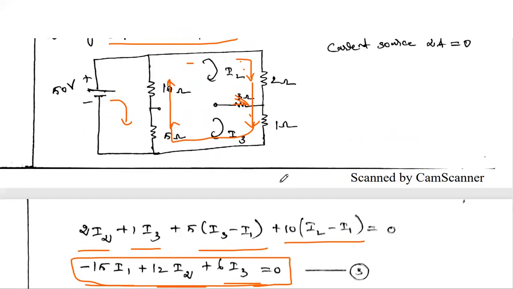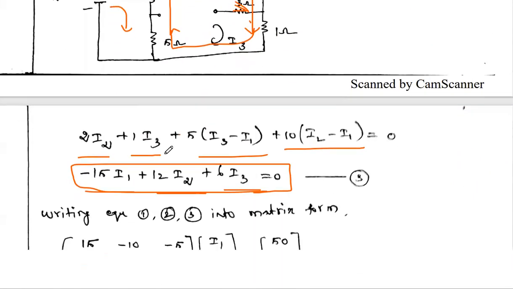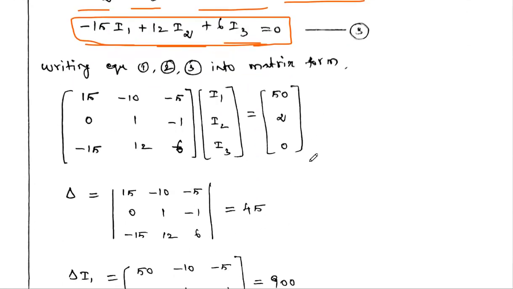Okay, so in order to solve this equation, we may use a substitution method or any method. Now we are going to use the matrix method. You just write equation 1, equation 2 and equation 3 into matrix form. The matrix form we can get like this. After that you just find del value.